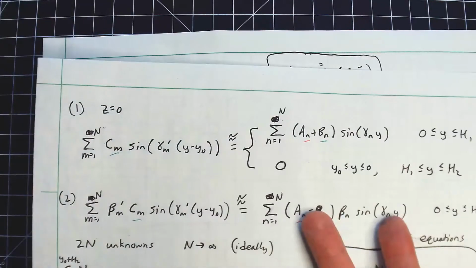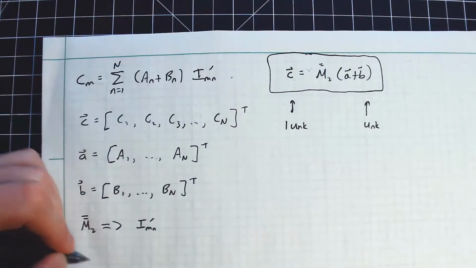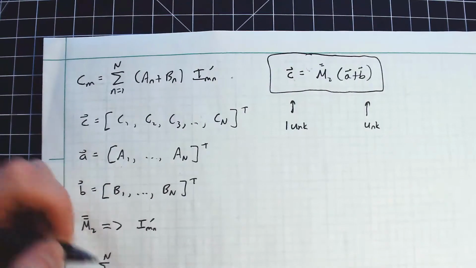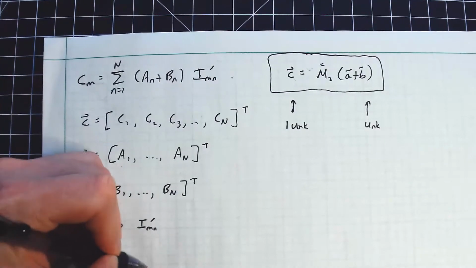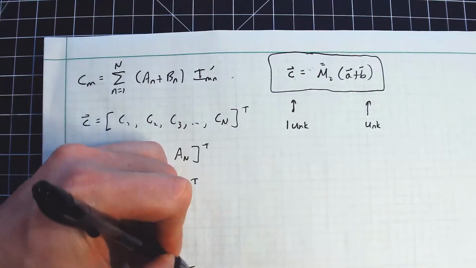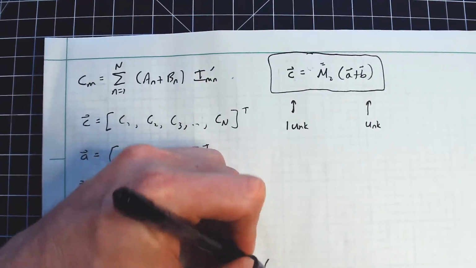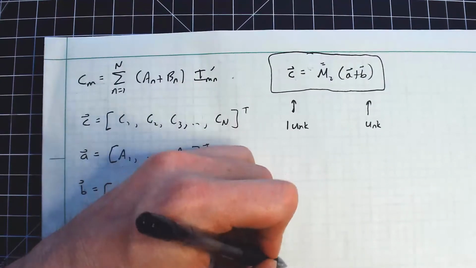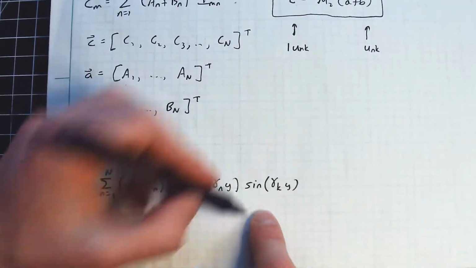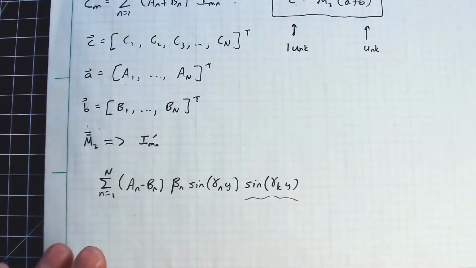So I'm going to start by flip-flopping them and doing it from left to right here. So we'll have the term on the left, the summation from n equals 1 to big N, of a sub n minus b sub n times beta sub n times sine of gamma sub n y. And I'm just going to multiply by sine of gamma sub k y, say, which we'll eventually turn that k into an m again. So it's just an arbitrary placeholder.